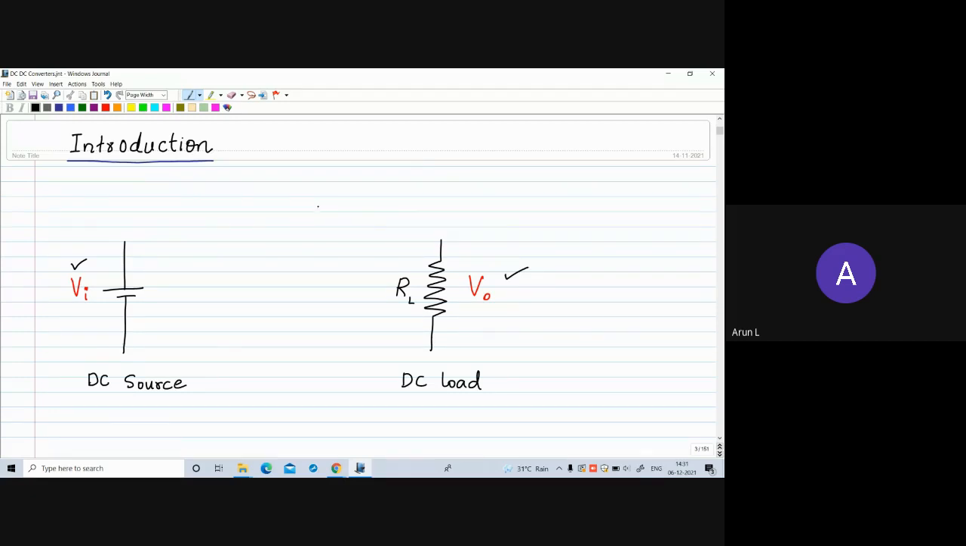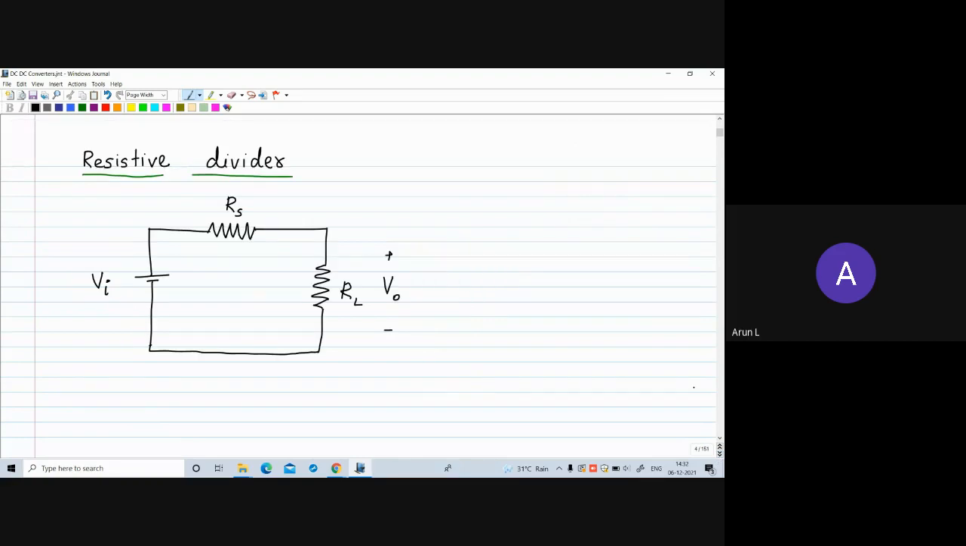But suppose Vi is not equal to Vo, then we need to devise some strategy to give the required load voltage using the given source. There are two possibilities. Either Vi can be greater than Vo or Vi can be less than Vo. So first we will consider this case. When input voltage is greater than output voltage, what can be done? The simplest solution is to use a resistive divider.